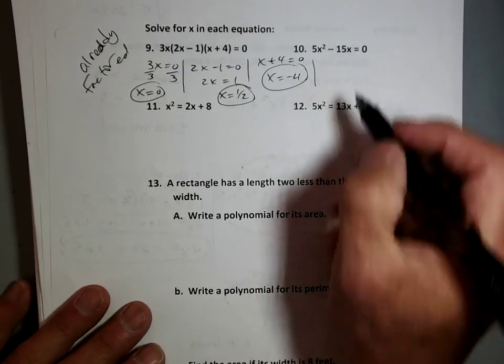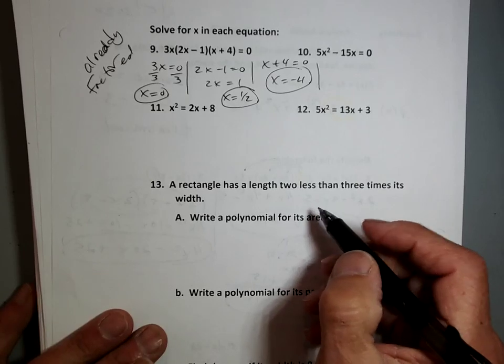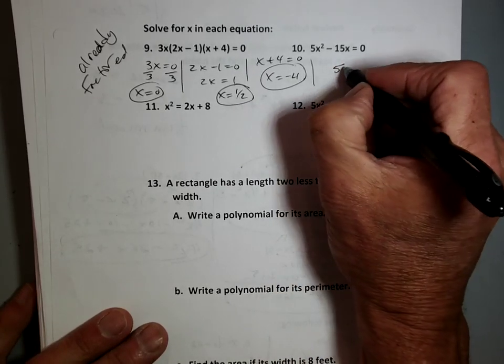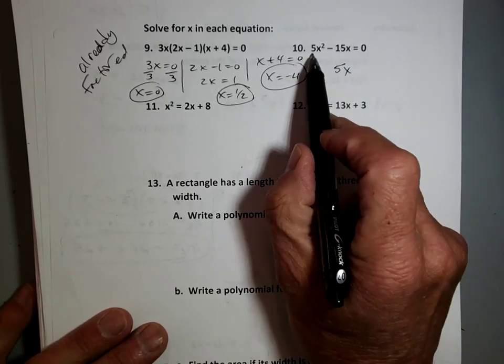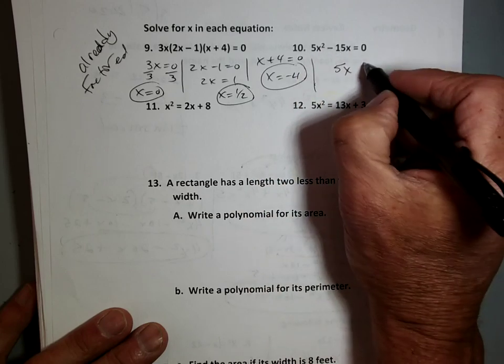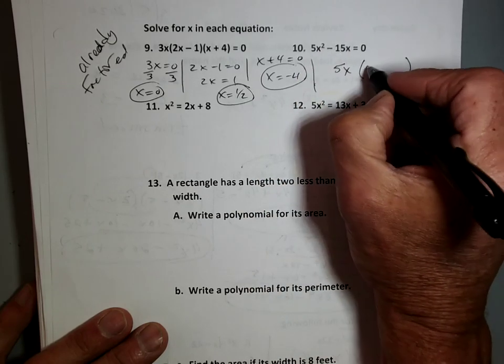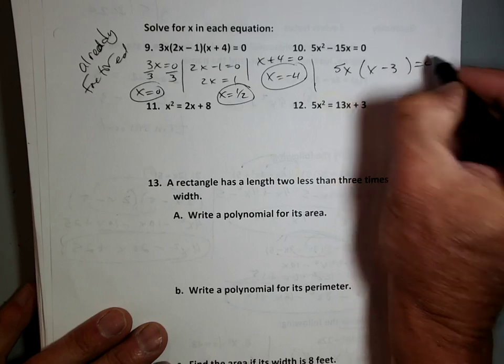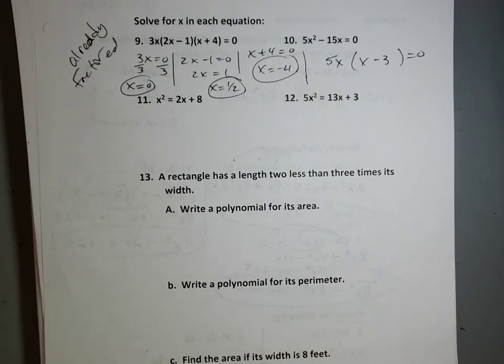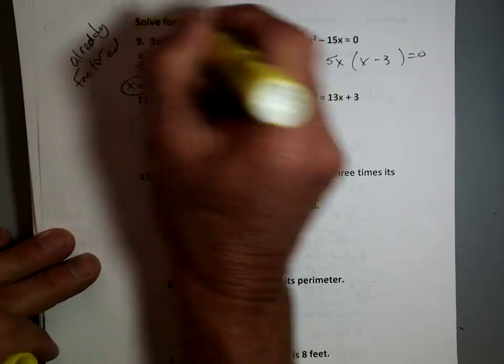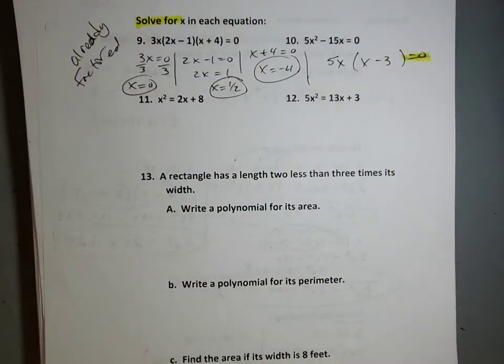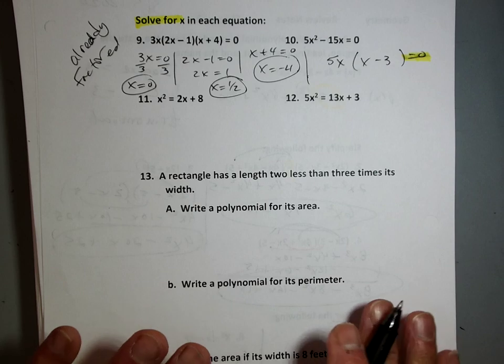Now 10's different though. I'm going to have to common factor out a 5x. So they both have a multiple of 5 in common and an x. What's left over is an x minus 3. But I'm not done, because I'm solving, right? I have to solve for x. Since there's an equals 0, I just need to solve it.